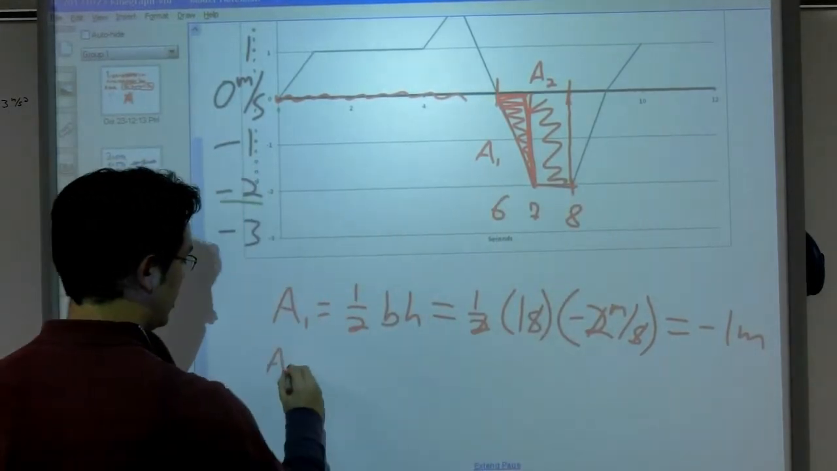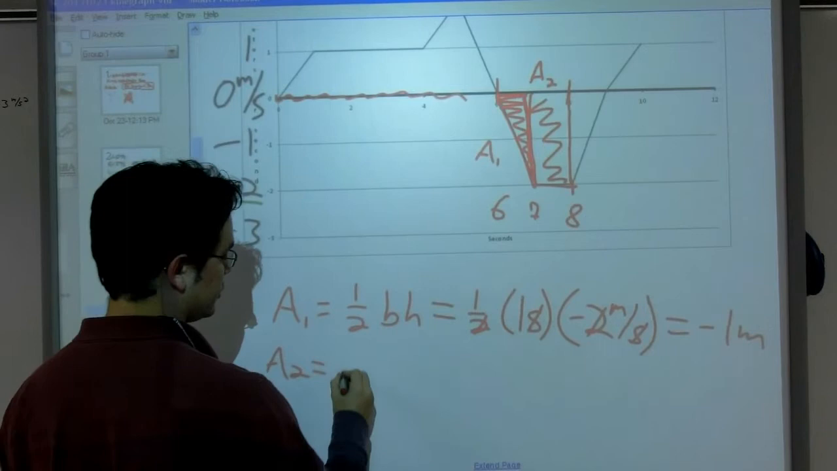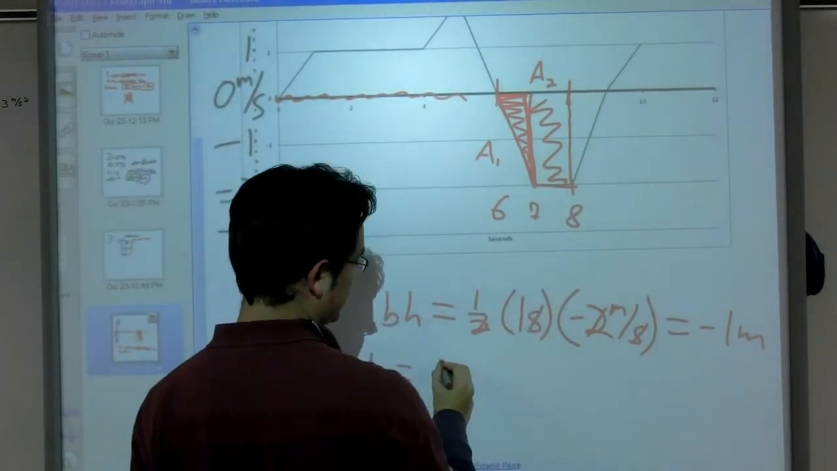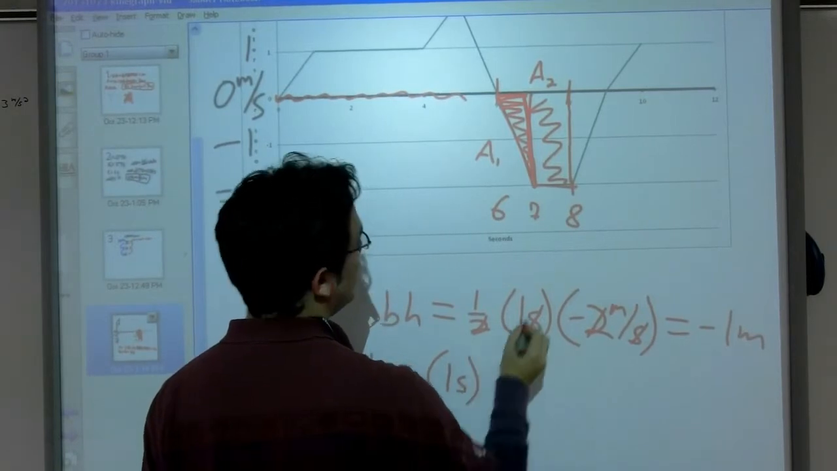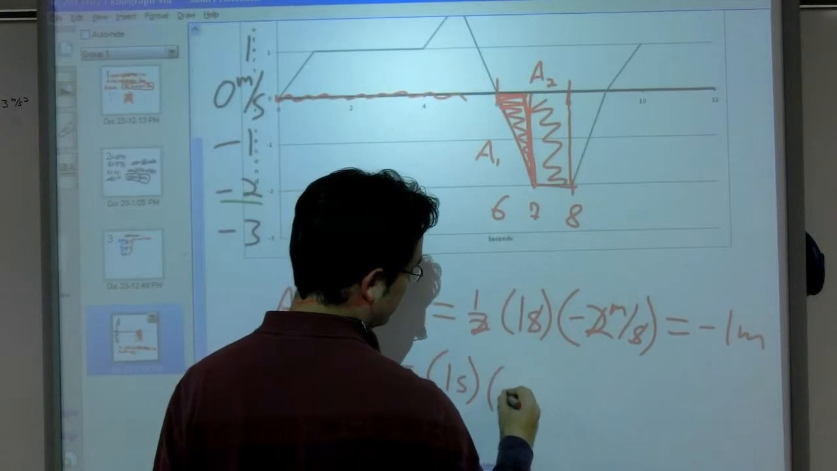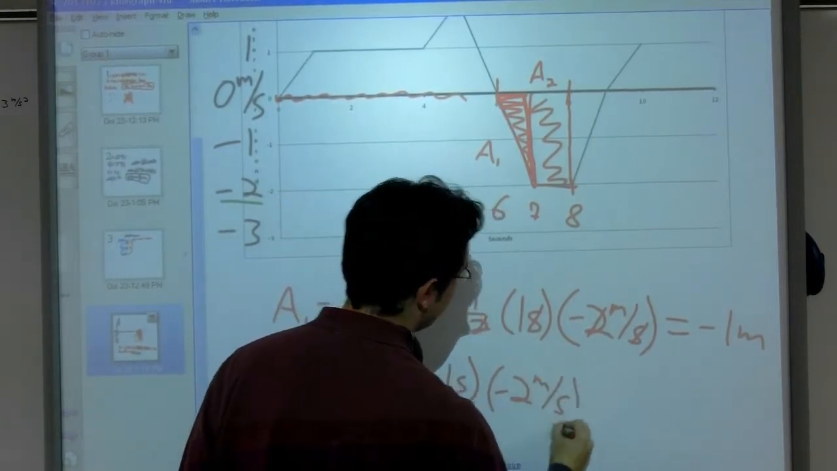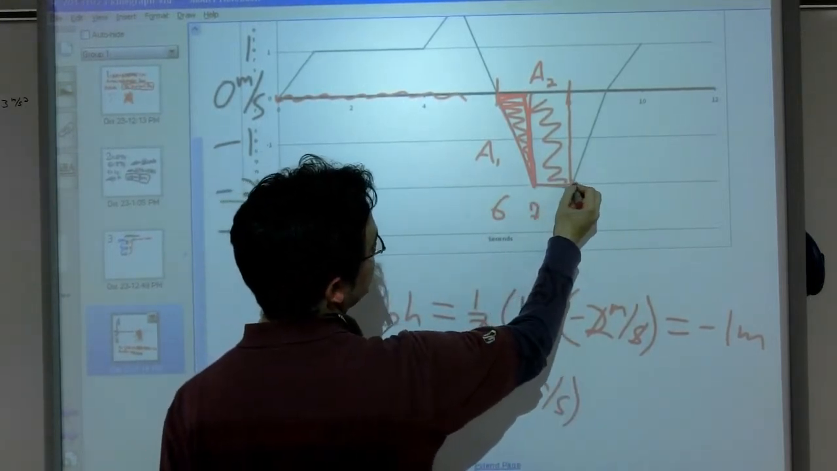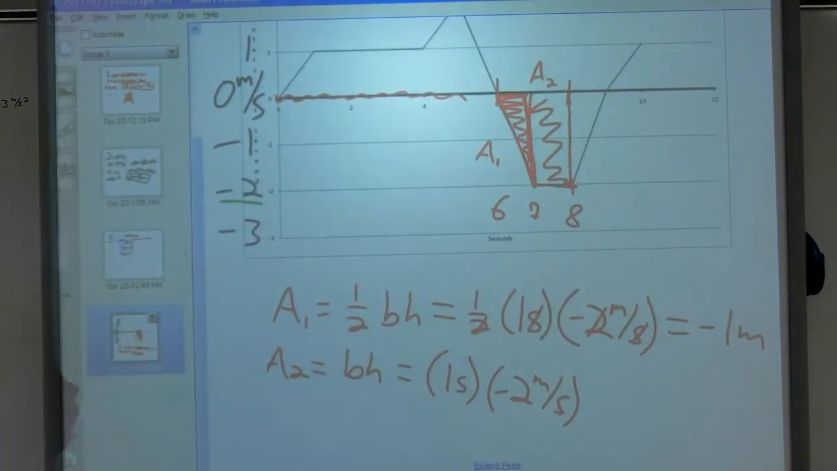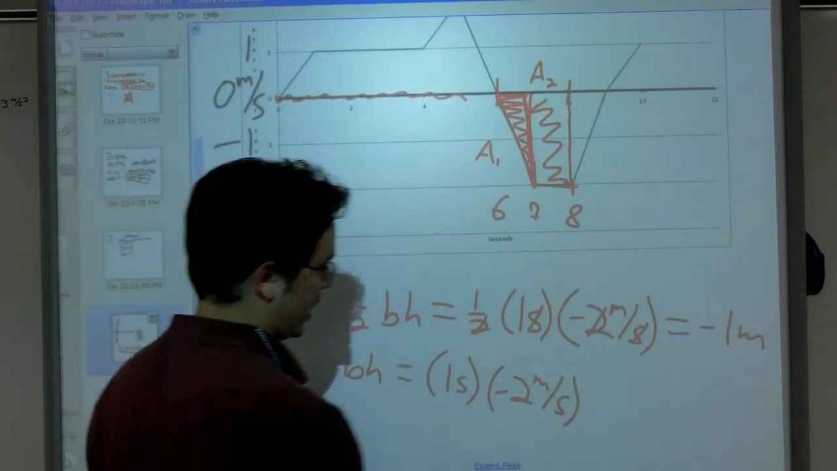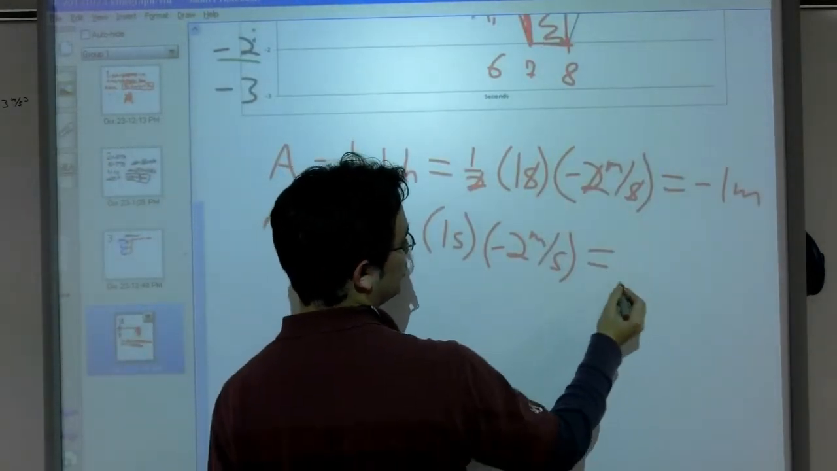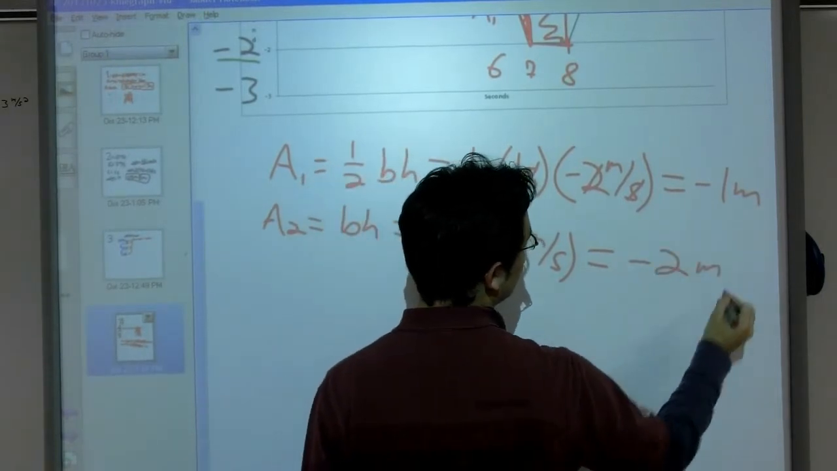Okay? Area 2, well, that guy's a rectangle, so we just want base times height, and that's going to be equal to my base is, once again, 1 second, and my height is negative 2 meters per second. That's how, from here, this is negative 2 meters per second, up to there. So if I include the negative in there, then I can keep track of it just in the equations. And so I'll multiply this through, and I end up with negative 2 meters.